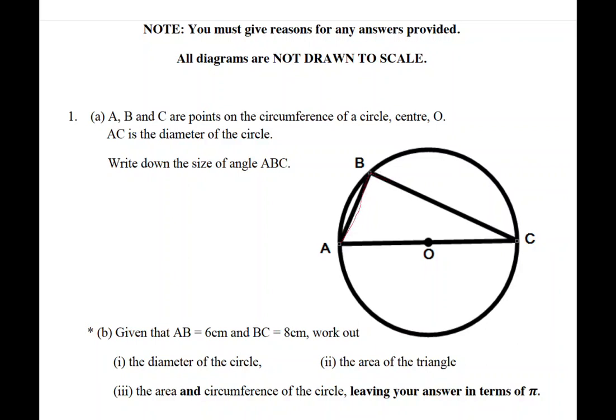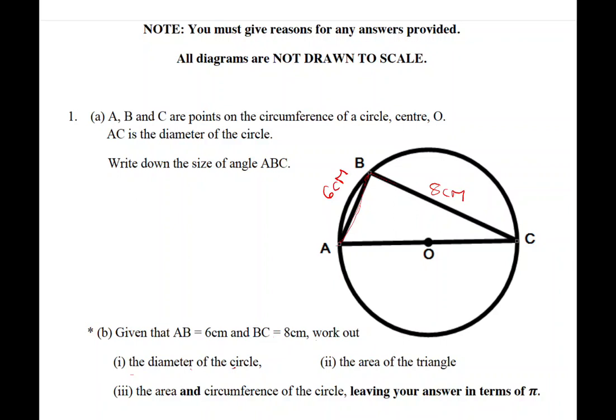This angle ABC. Of course, from the first one, the angle in a semicircle is always 90 degrees, which means ABC is equal to 90. Now, given that AB is 6 centimeter, BC is 8 centimeter, work out the diameter of the circle. This side is equal to 6 centimeter, and this side is equal to 8 centimeter, right? So we want to get this one.